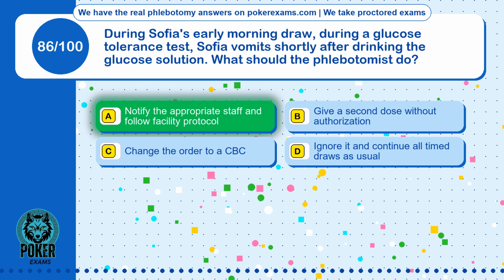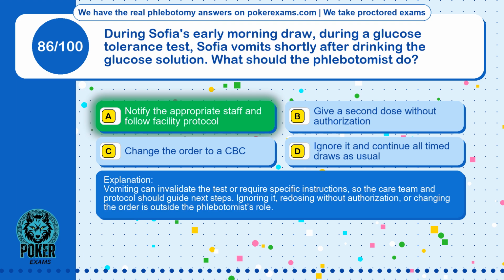The correct answer is option A. Notify the appropriate staff and follow facility protocol. Vomiting can invalidate the test or require specific instructions, so the care team and protocol should guide next steps. Ignoring it, repeating the dose without authorization, or changing the order is outside the phlebotomist's role.